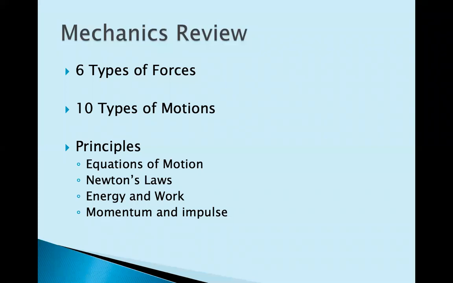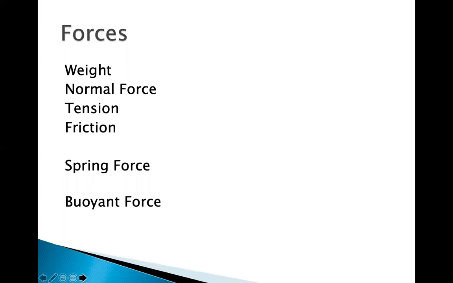Mechanics in physics covers these different materials, but if we trace back and see what the most essential knowledge that we learn, that includes 3 parts. We learned 6 types of forces, 10 types of motions, and we learned different principles about motions and also about how force and motion are related. So the principles include equations of motion, Newton's laws, energy and work, and momentum and impulse.